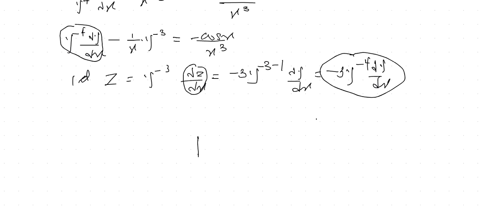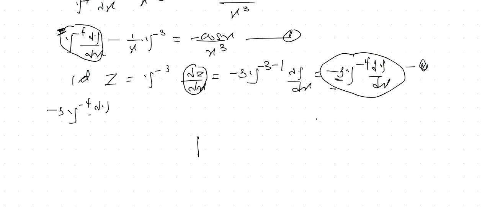So if this is equation 1 and this is equation 2, you have to make equation 1, this particular one here, look like this. So what do you do? You notice you just multiply by minus 3. If you multiply by minus 3, you have what you are looking for. So you have minus 3 times y raised to the power of minus 4 dy/dx.